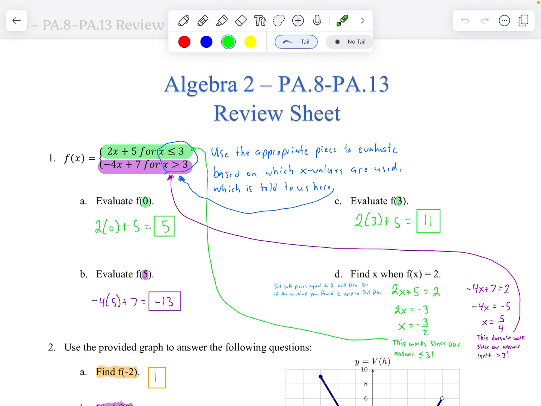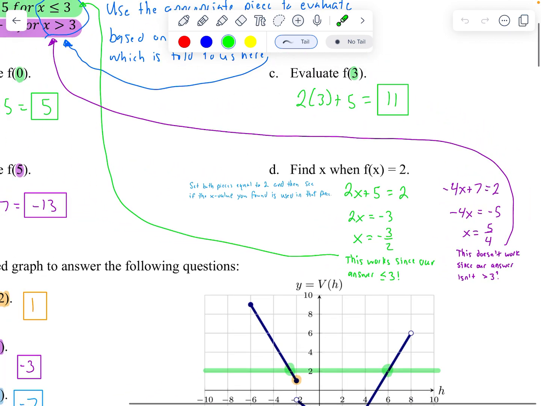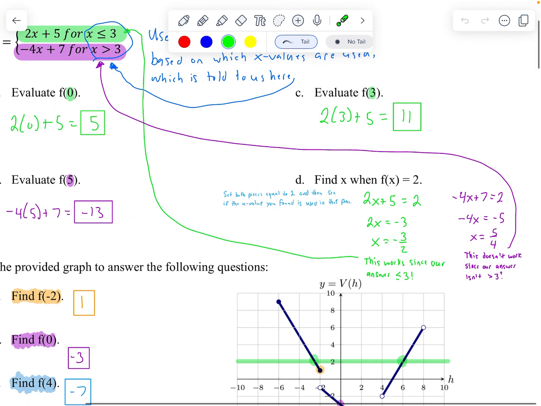And then finally, part D is find the value of x when f of x equals 2. So that's a y value. So what we're going to do is find the x value and then see if we're allowed to use the x value for that. So I'll let you take a look at the work here, but I set the green equation equal to 2, found x. I set the purple equation equal to 2 and found x. X is negative 3 halves, come up to the green part. And if negative 3 halves is in fact less than 3, then that answer we're allowed to use. And it is, so we are allowed to use this one.